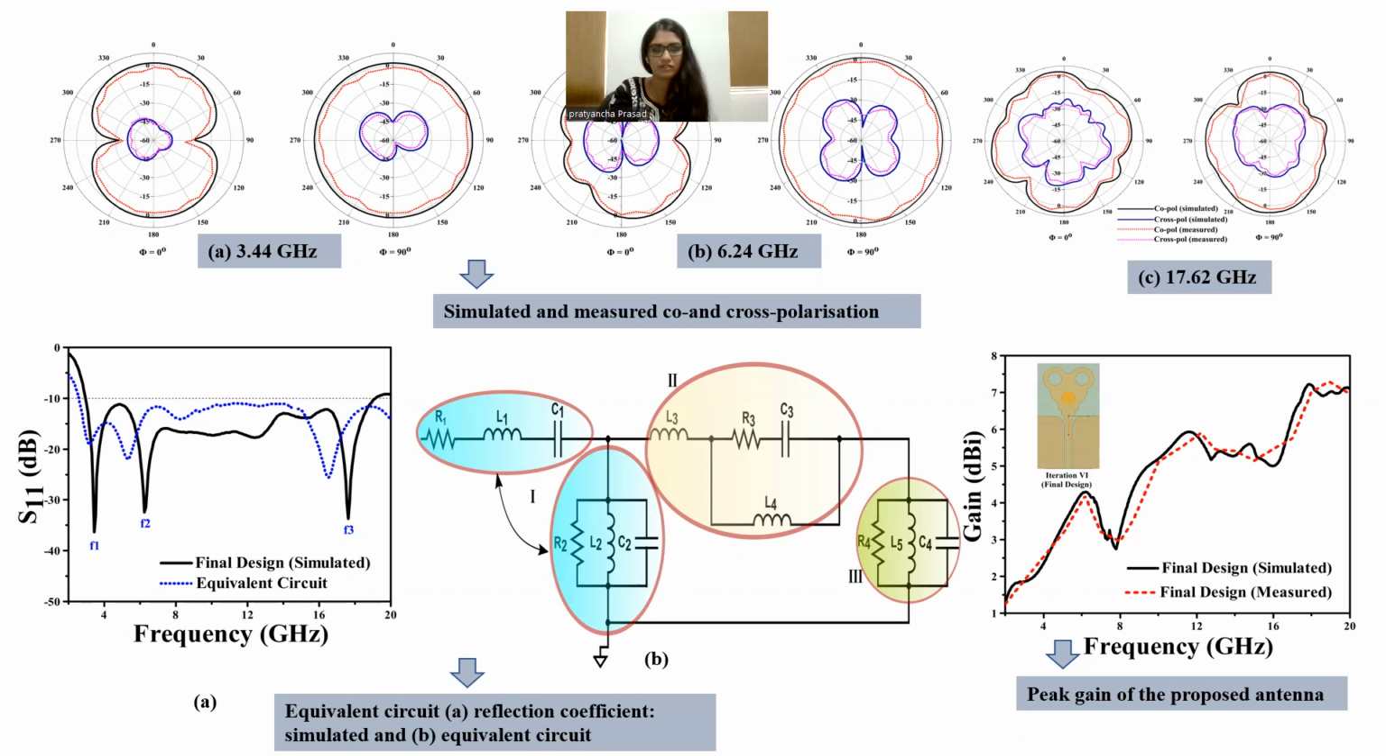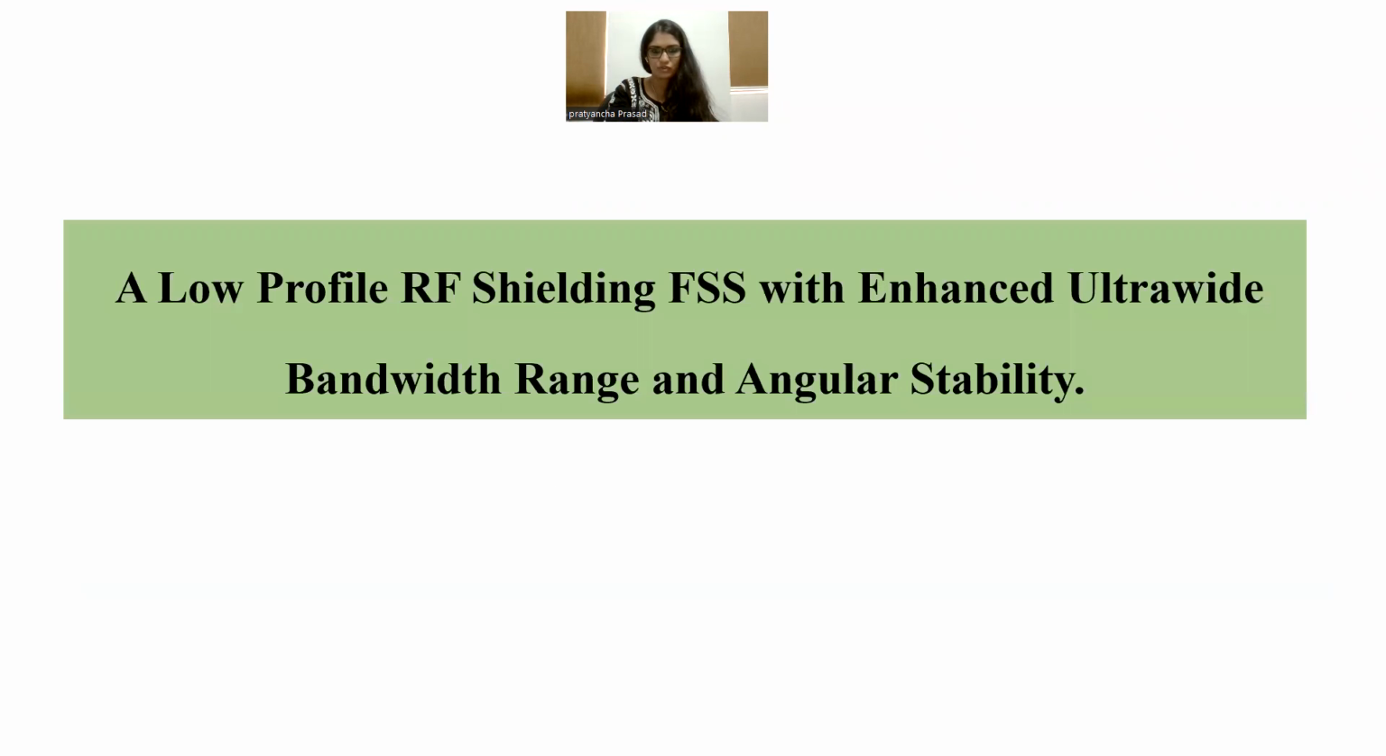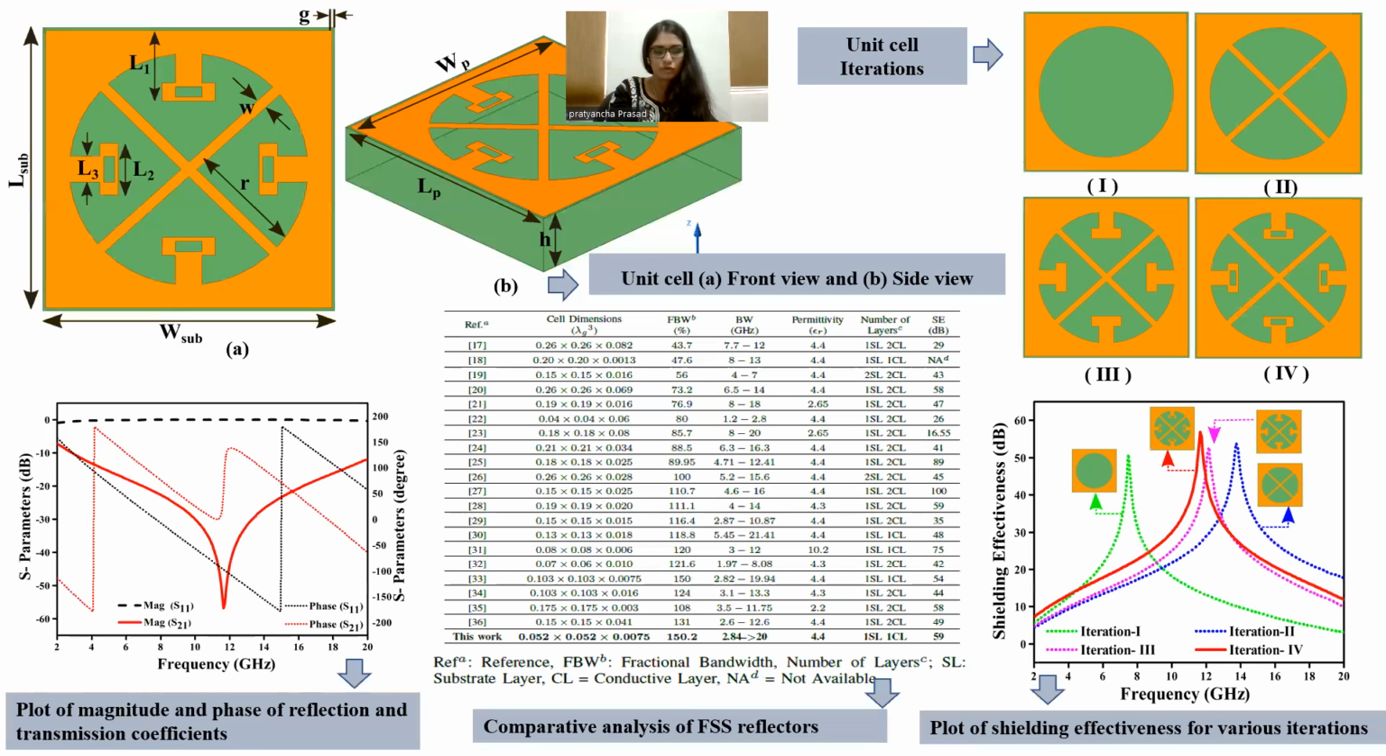So now the next objective is to design something which transmits all its energy in one direction, and to further improve the gain. For that we use an FSS. This is just a historical overview of FSS. So we designed this FSS layer with ultra-wideband range and angular stability. This is the unit cell, and in the comparative analysis, you can see that our design is very compact. The size is almost 5.5 by 5.5 mm.